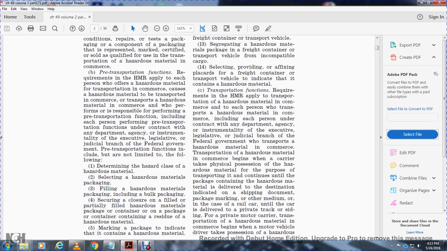Transportation function requirements. The hazardous materials regulations apply to transportation of hazardous material in commerce, including each person who transports hazardous material, each person under contract, and any department, agency, or instrumentality of the executive, legislative, or judicial branch of the federal government.